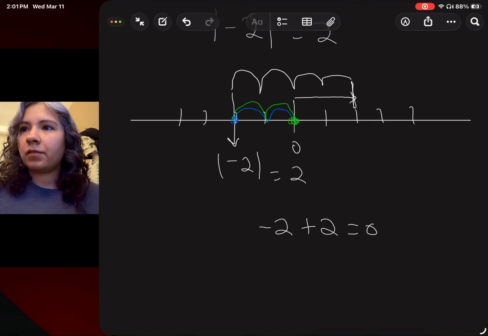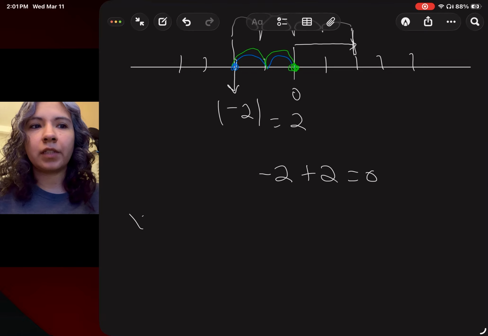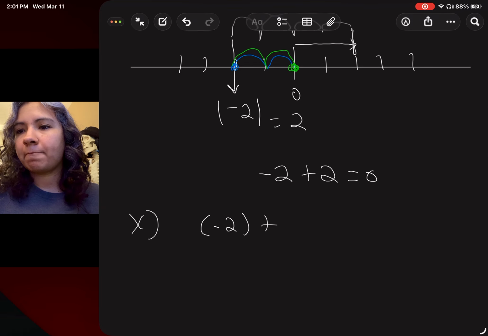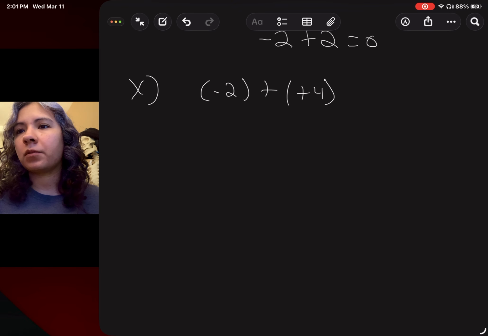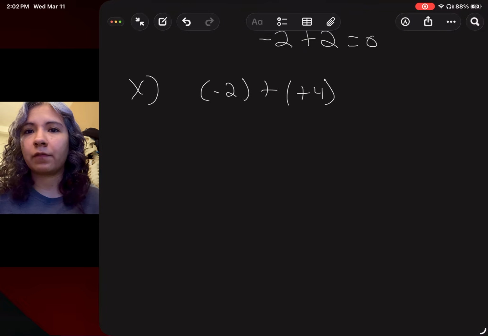So let's do some examples. So let's do an example of -2 plus +4. So you can do this on a number line, or you can do it in your head. It's what works for you. So this is the same as saying 4 minus 2, right? We have 4 positive numbers. We're taking away two negative numbers, so that's going to be 2.